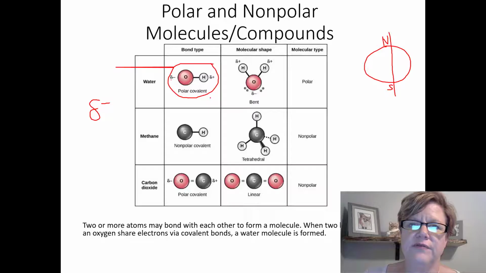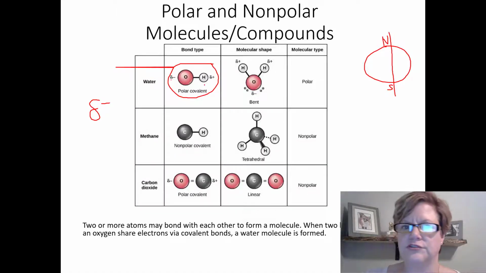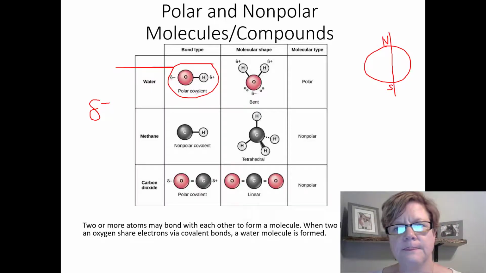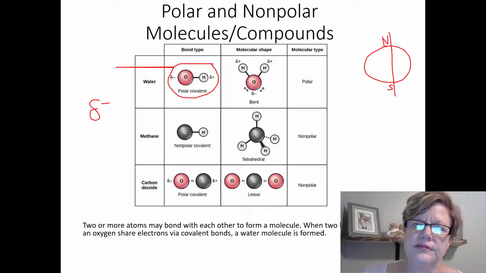And so when you have a polar covalent bond, that just means you have these partial charges. Okay? And partial charges really behave pretty similar to full charges. In other words, there's something of a negative charge on one side, something of a positive charge on the other side. Now, in an example, this polar covalent bond is between oxygen and hydrogen.